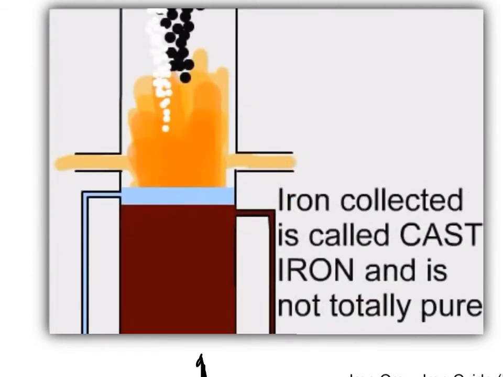And then lastly, the iron that we run off the bottom of the blast furnace is now called cast iron. It's not entirely pure, and it's got lots of carbon from the coke still as an impurity, and we have to treat that later, which I'll tell you about in a further lesson.